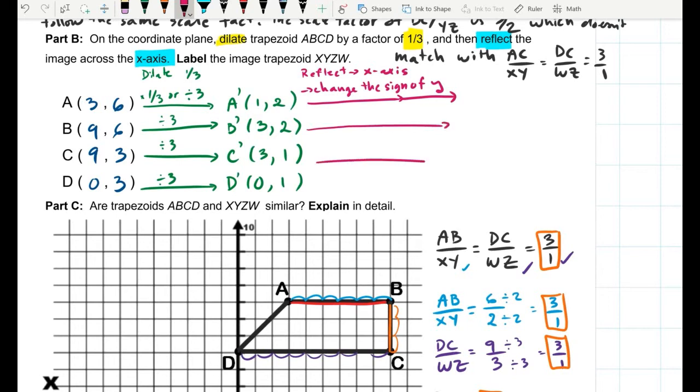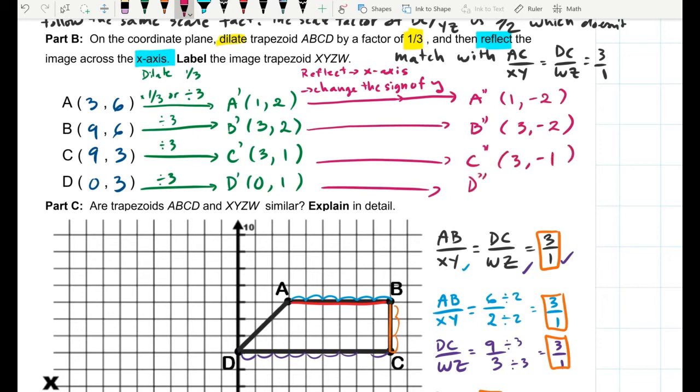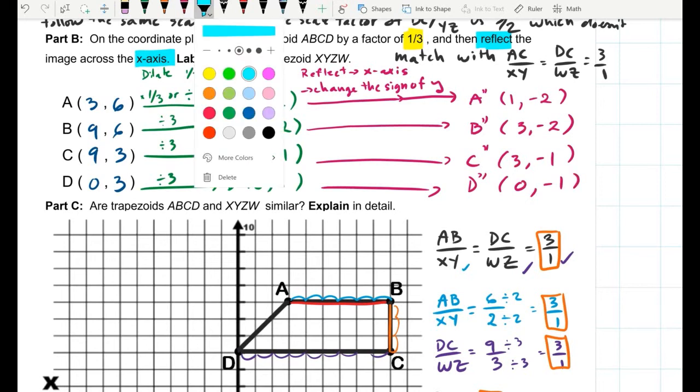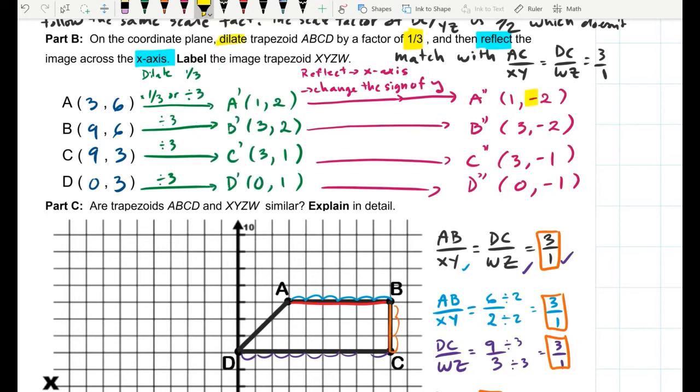Okay, so the answer is going to be A double prime. We change the sign of y, so that will be 1, -2. B double prime will be 3, -2. C double prime will be 3, -1. And D double prime is going to be 0, -1. So all we did so far is change the sign of the y value. They all turn from positive to negative.